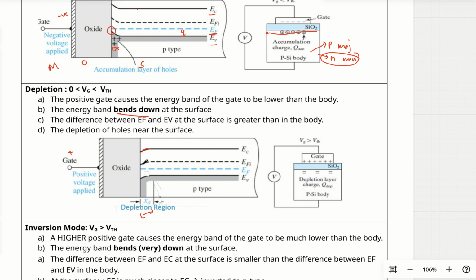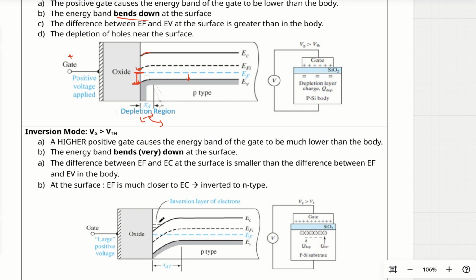When it bends downwards, we can see the difference between the Fermi level, this point, and the valence band is increasing. It's larger compared to here, which means it has fewer holes. If it is closer to the Fermi level, it will have more holes. So here it's fewer holes. It's called depletion. Now how about the inversion layer?